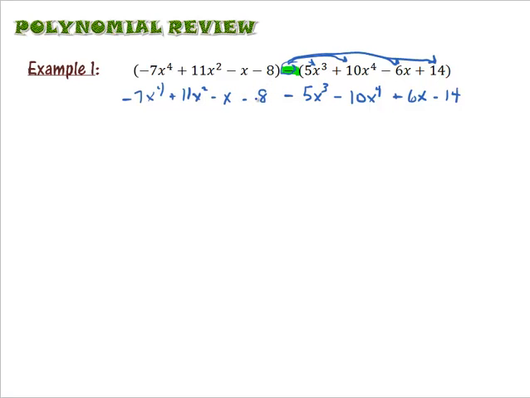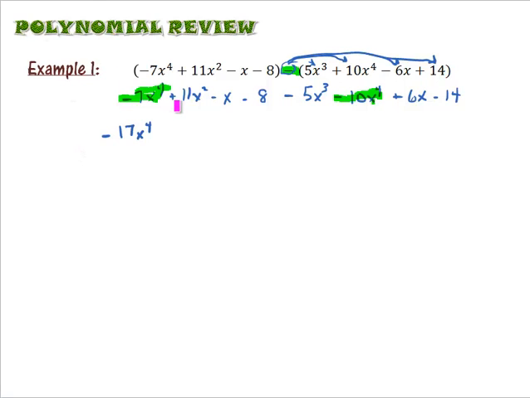And now all I'm going to do is combine like terms. So my first term, I have negative 7x to the fourth. A like term is going to be something else that has x to the fourth in it. So I have negative 10x to the fourth. So negative 7x to the fourth and negative 10x to the fourth make negative 17x to the fourth. Remember, you just keep the exponents the same.